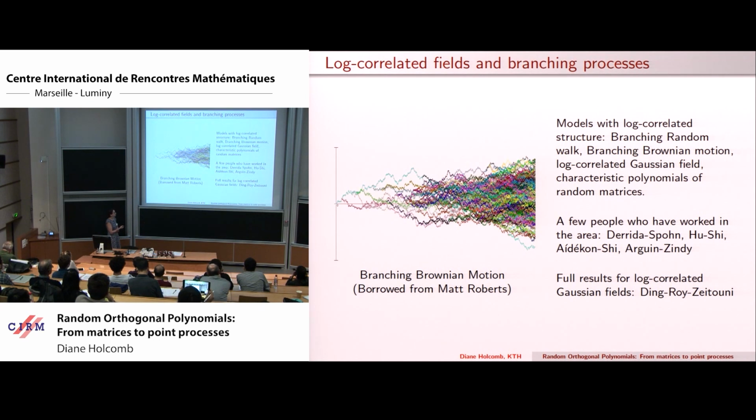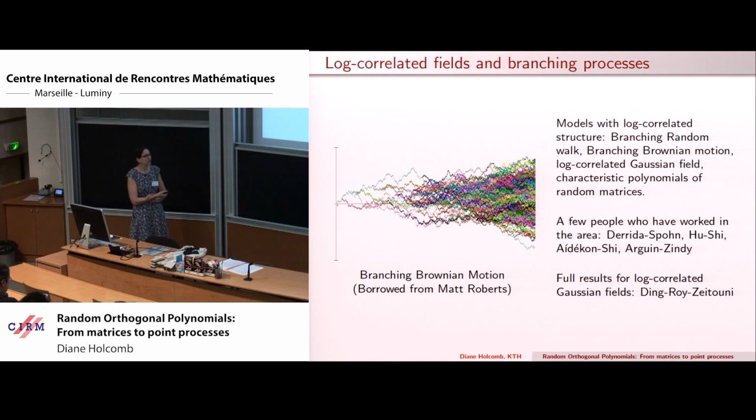It's a little bit more remote, but I wanted to also highlight, if you have a true log correlated Gaussian field, then there's a full convergence result, and I'll talk about what that means in a second, by Ding, Roy, Zeitouni, that leads to a very nice conjecture for sine beta.